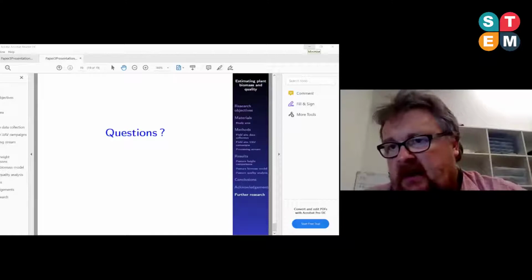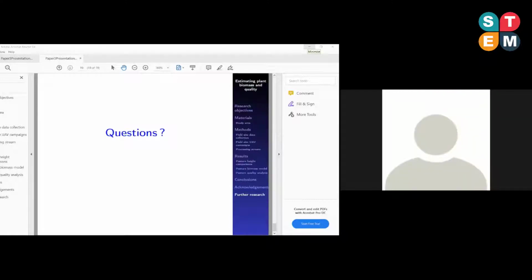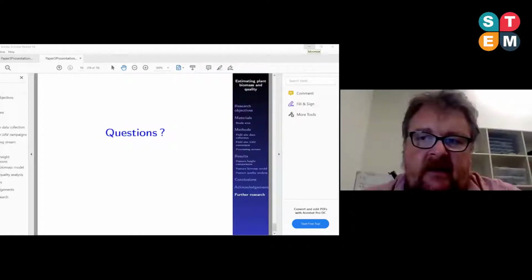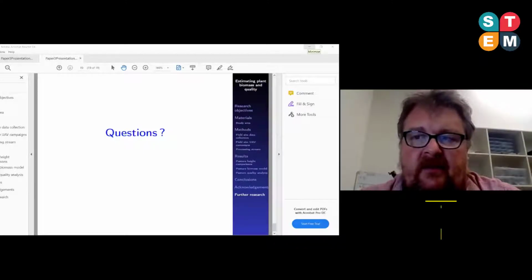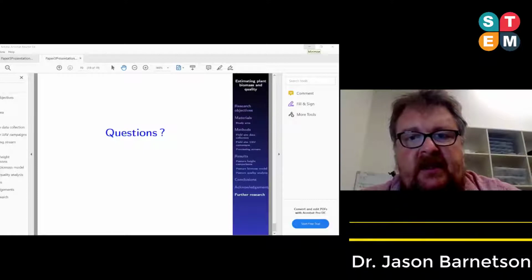Okay, sure. So quality is inferred from two indicators, crude protein and digestibility. So we infer quality from those two measures of both pasture nutrition and pasture digestibility.